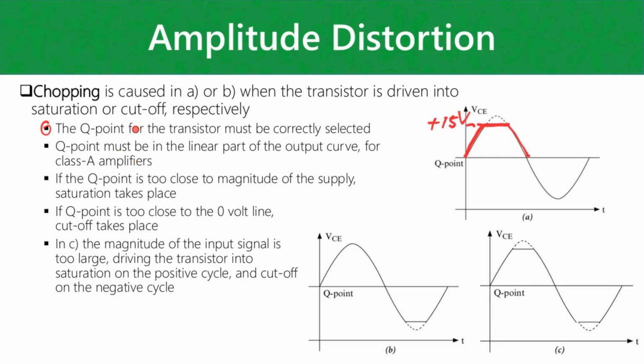And actually the same thing can happen if you pick your Q point too low as well. If your Q point is too low, that would be 0 volts or minus VEE, it doesn't matter which. Let's say it's 0 volts. So here your Q point is too low. Again, you're driving your amplifier into saturation for that negative half cycle. And if the magnitude of your input signal is too big, you're going to drive your amplifier into saturation on both the negative part of your waveform and the positive part.